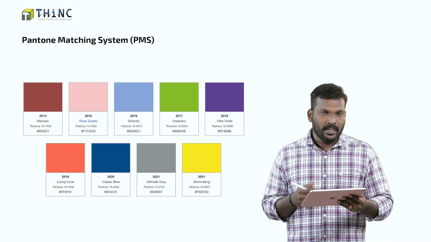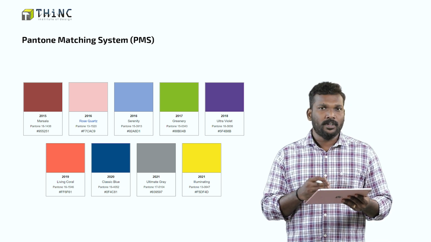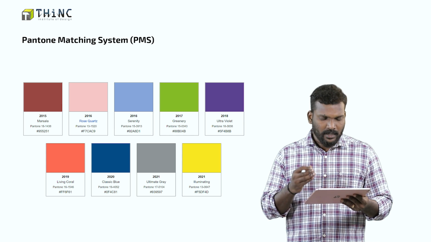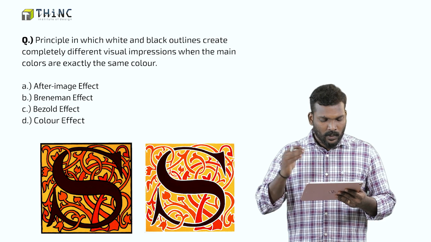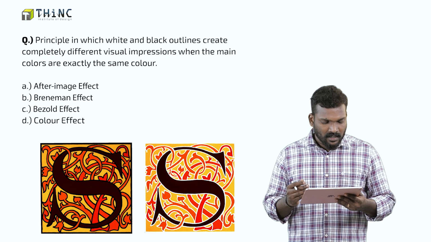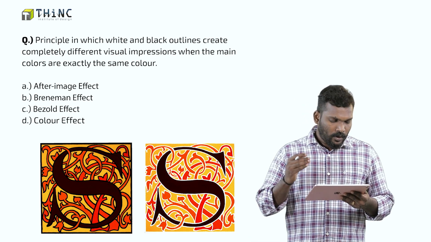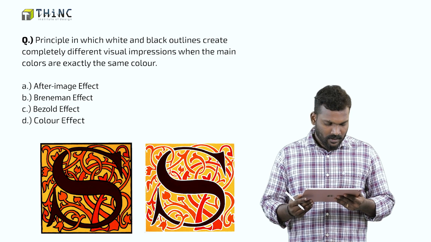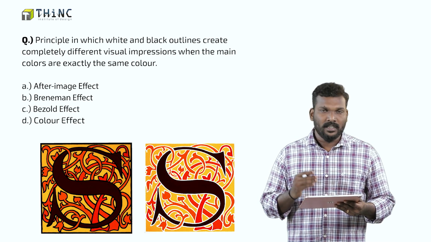So here I have listed down a list of colors from 2016 to 2021, which were all the color of the year. So make sure you keep a note of them. Moving on to the next question. Principle in which white and black outline creates completely different visual impressions when the main colors are exactly the same color. The options are option A, after image effect, Brenman effect, basalt effect and color effect.